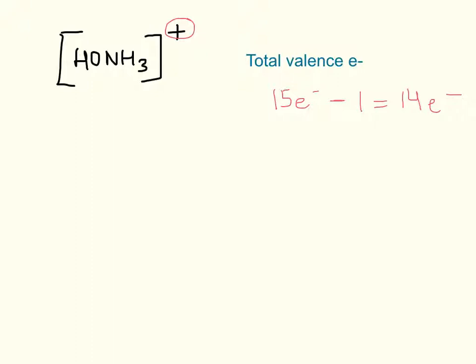I'm going to go ahead and draw that out. And I see that there is a hydrogen bonded to an oxygen, bonded to a nitrogen, bonded to 3 hydrogen. I'm going to count how many electrons I've used so far. I have used 1, 2, 3, 4, 5, 6, 7, 8, 9, 10 out of the 14. So I'm going to go ahead and add 4 more electrons to the oxygen. 1, 2, 3, 4. And I'm going to double check.